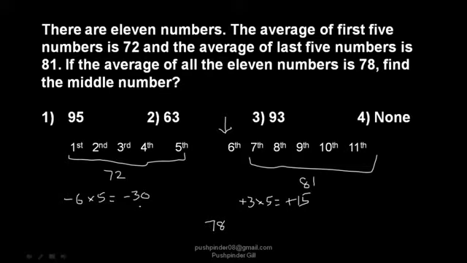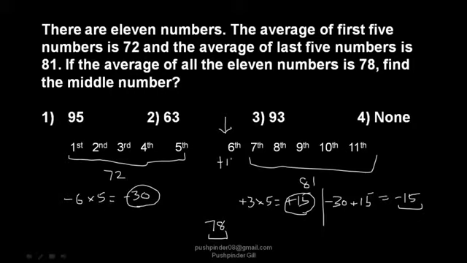Now from over here I get a deviation of -30, and from over here I get a deviation of +15. So if I add all the deviation, I get a net deviation of -15, isn't it? But 78 is the average. That means the total deviation, if I add, should be 0. So if I'm getting a -15 here, I should get a +15 here. That means this number must be 15 greater than the average, that means 78 plus 15, that is 93.